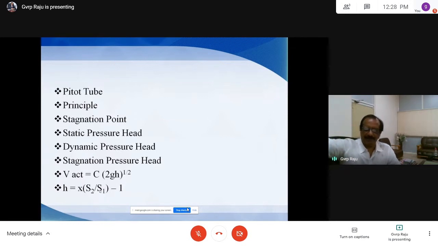So directly you can measure the dynamic pressure head h, and sometimes you can also use a U-tube manometer, so that you can find out the mercury displacement again, where x is the mercury displacement, S2 is the specific gravity of mercury, and S1 is the specific gravity of water. So h is equal to x into (S2 by S1 minus 1), and you can substitute the value here. So V actual is equal to C into square root of 2gh, where C is the Pitot tube constant, and h is equal to x into (S2 by S1 minus 1).